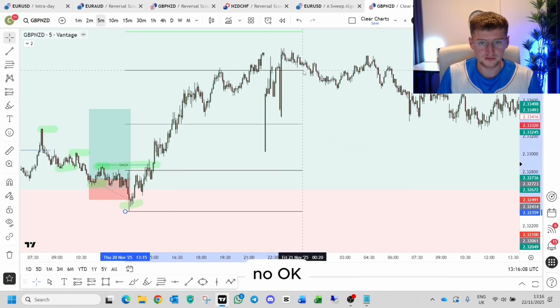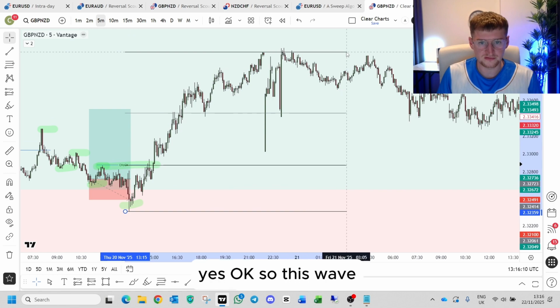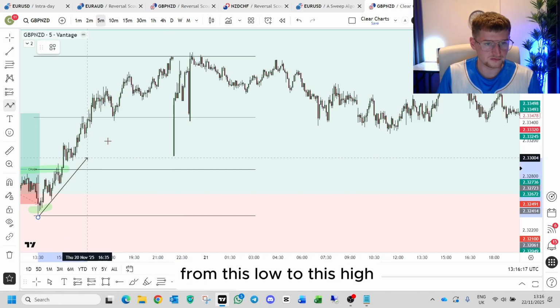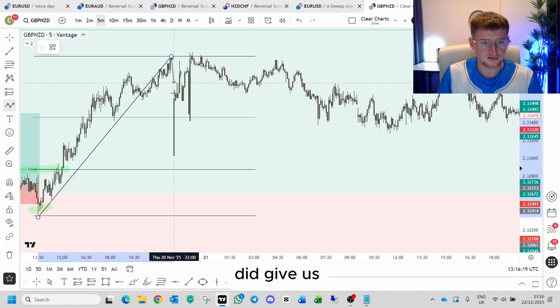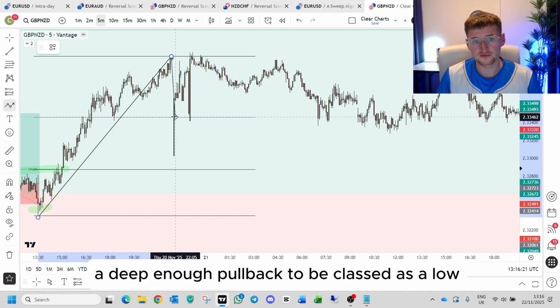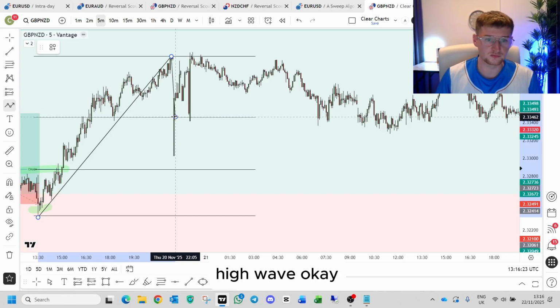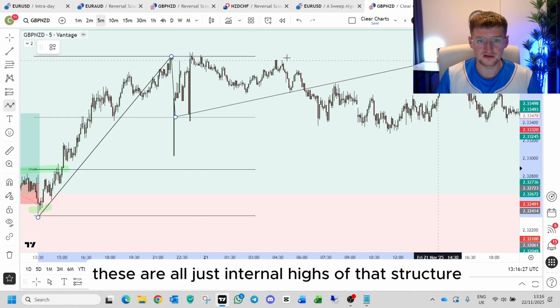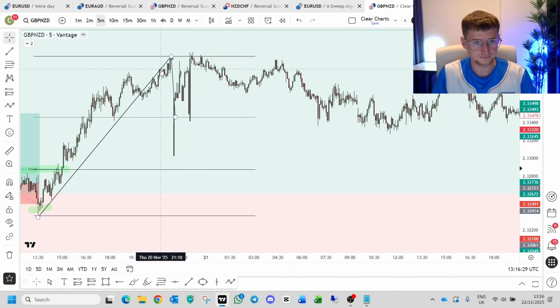Go up, did that one? No. Okay, go up, did that one? Yes. Okay, so this wave from this low to this high did give us a deep enough pullback to be classed as a low high wave. Okay, and now we're not breaking those highs. These are all just internal highs of that structure.